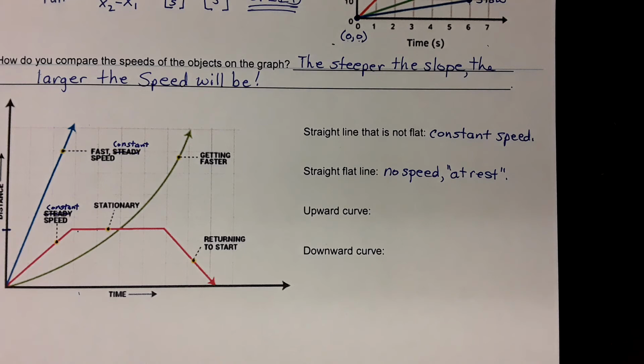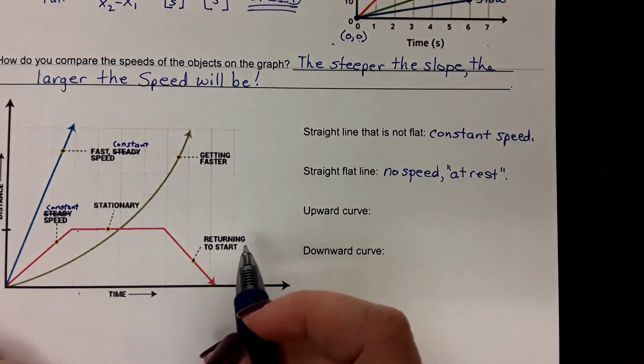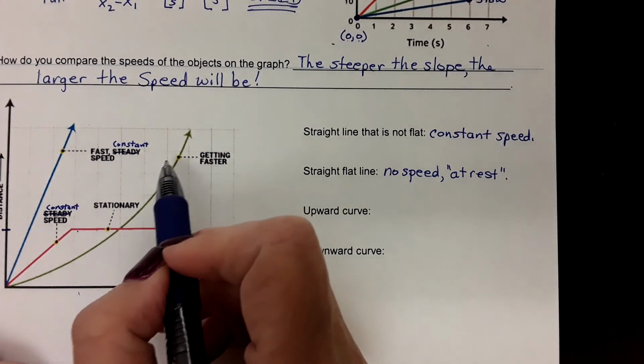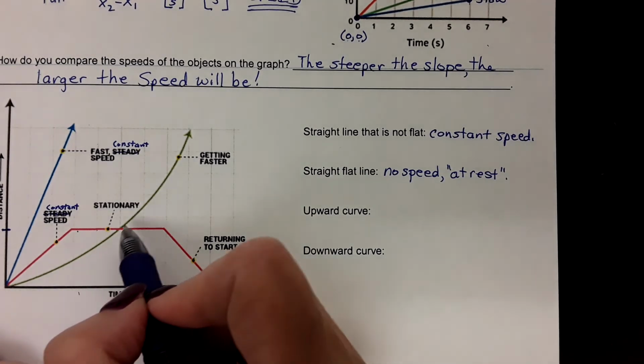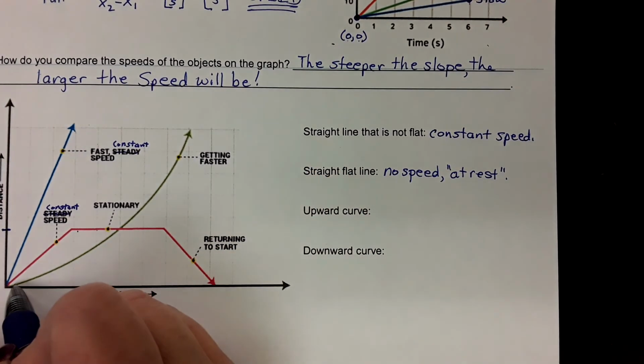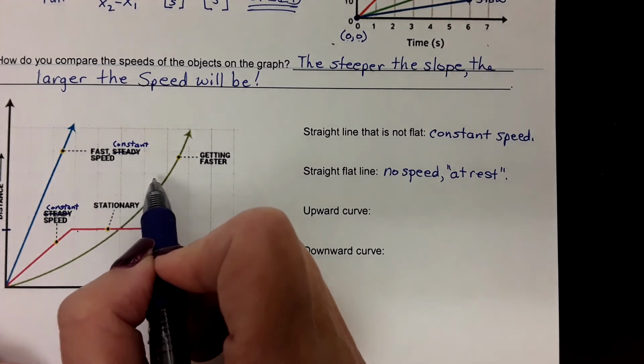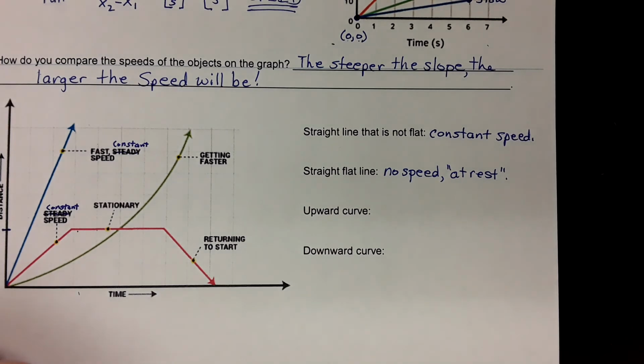Okay, what if the line is not straight at all? What if it's a curve? Well, look at this. Right here, you have an upward curve. It curves upward. In other words, you're going from flatter to steeper. Think about walking up this hill. It's going to be fairly easy at first, but it's going to get harder and harder to walk up this hill because it's getting steeper and steeper. Well, if it's getting steeper and steeper, that means you're going faster and faster.